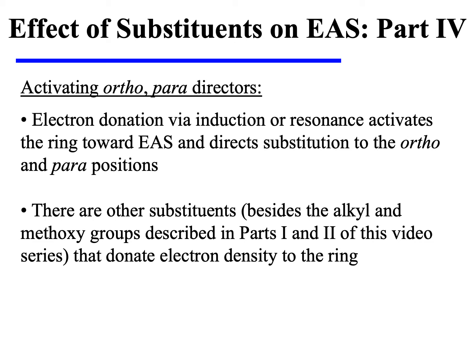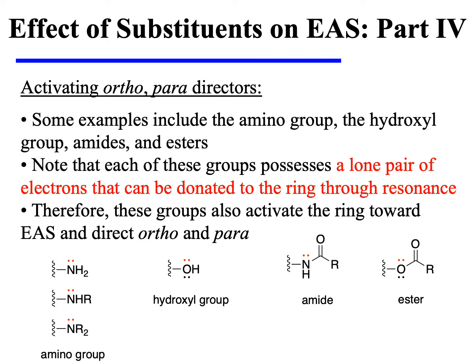There are other substituents, though, besides the alkyl and methoxy groups described in parts 1 and 2 of this video series that donate electron density to the ring. Some examples include the amino group, the hydroxyl group, amides, and esters. Note that each of these groups possesses a lone pair of electrons that can be donated to the ring through resonance. Therefore, these groups also activate the ring toward EAS and direct ortho and para.